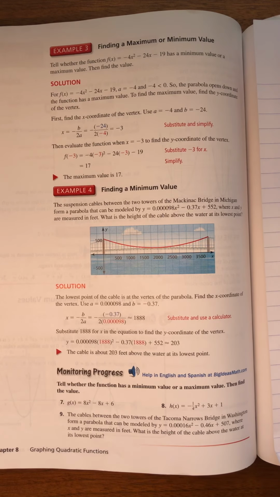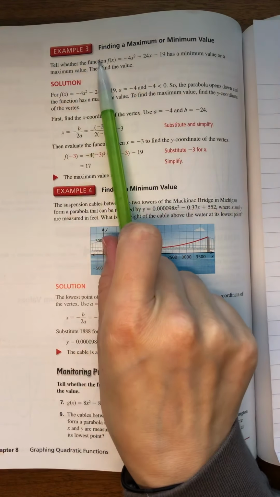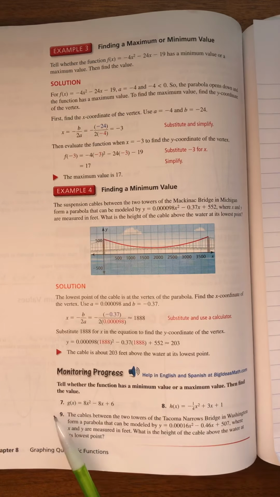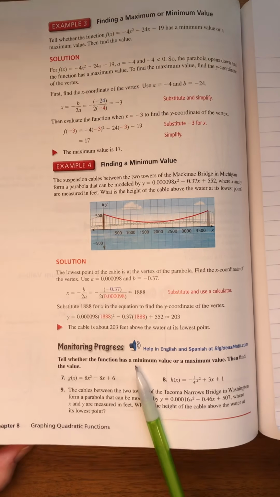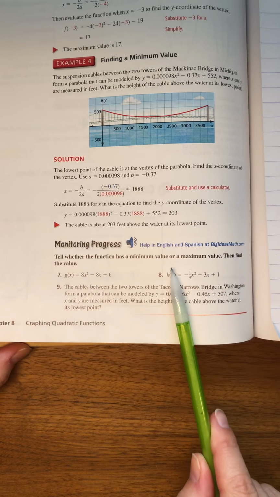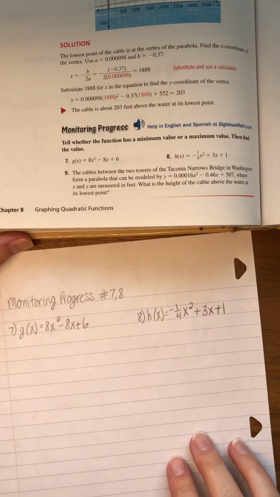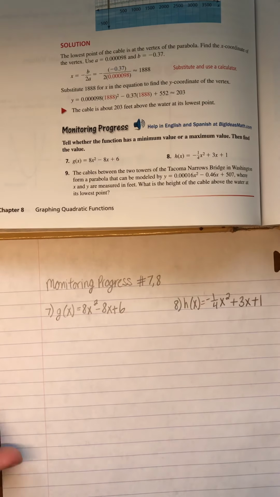We're going to do some monitoring progress questions that go with example 3, finding the maximum or minimum values. So we're doing numbers 7 and 8 in the monitoring progress. Tell whether the function has a minimum value or a maximum value and then find that value. So I already wrote the equations down here on my piece of paper. We're going to start with number 7.